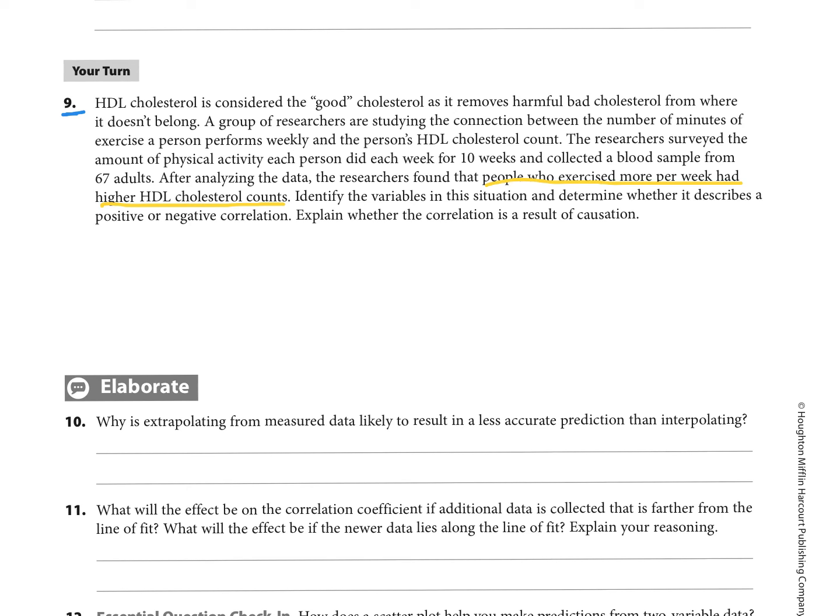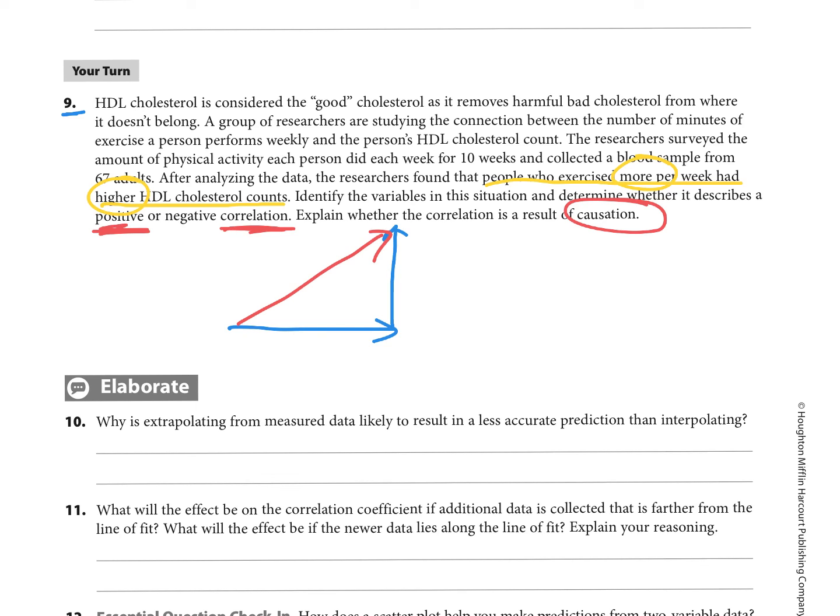Okay, now, because it's more and higher, those are both indicating the same thing. So if I exercise more, my good cholesterol is going up. So more and up, that gives me a positive line. So this would be considered a positive correlation. And then it says, explain whether the correlation is a result of causation. And I would say, yes, it is.